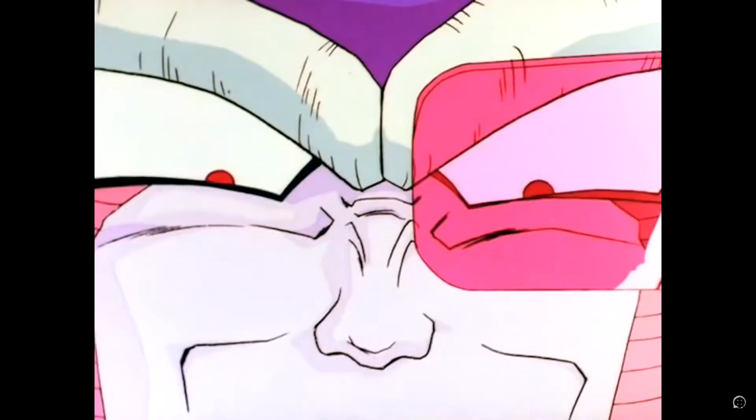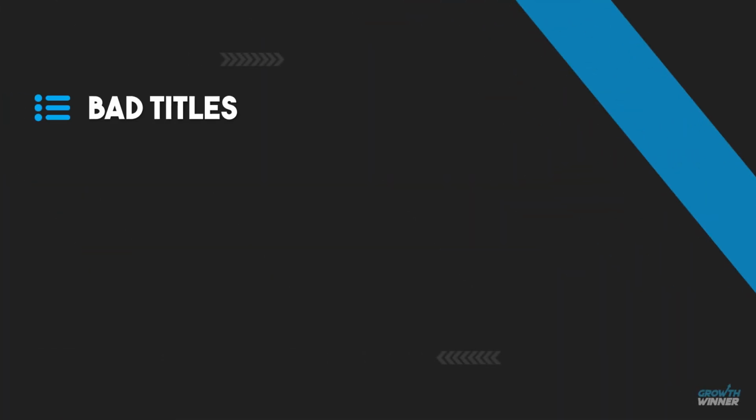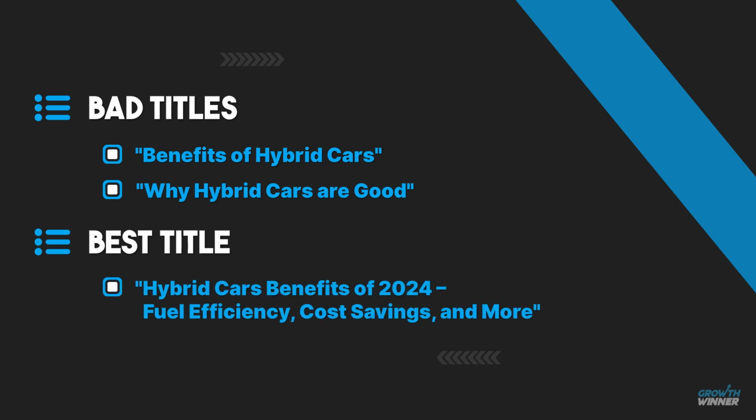Although there is not much space, you can always play with the words or ask ChatGPT to come up with ideas. By all means, give me some ideas. I don't forcefully add my primary keyword if it doesn't fit in the whole theme of the title. For example, if I'm writing for hybrid car benefits, the bad titles would be benefit of hybrid cars or why hybrid cars are good. On the other hand, the best title would be hybrid car benefits of 2024, fuel efficiency, cost savings, and more.